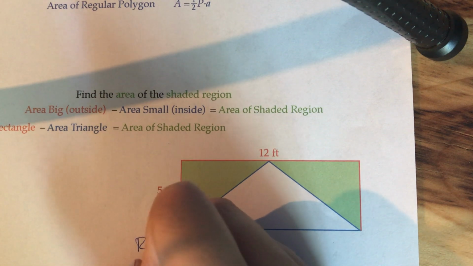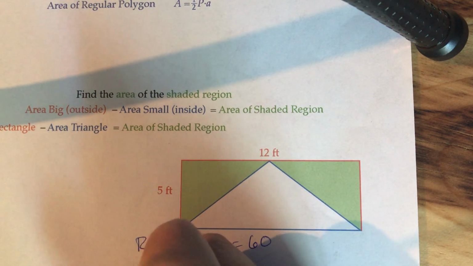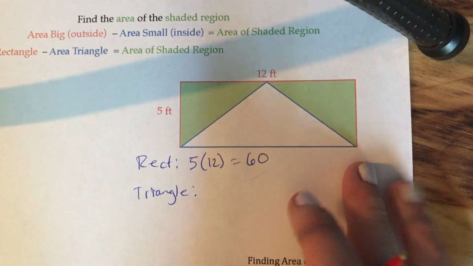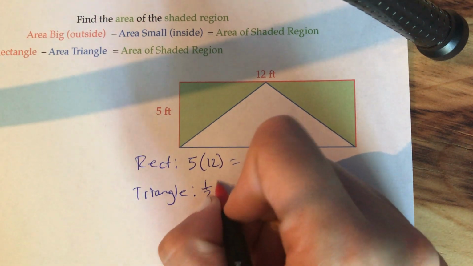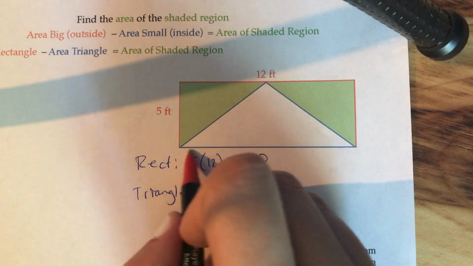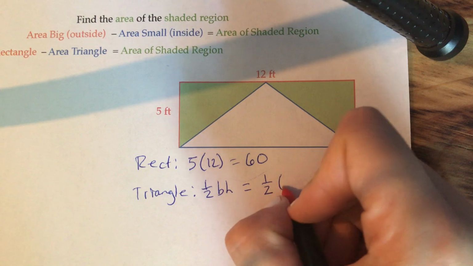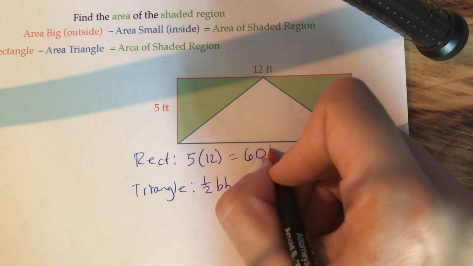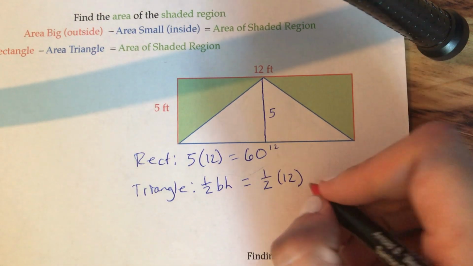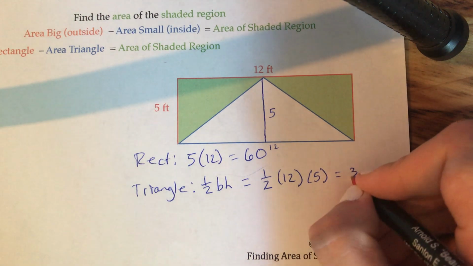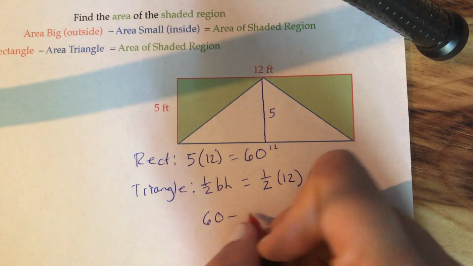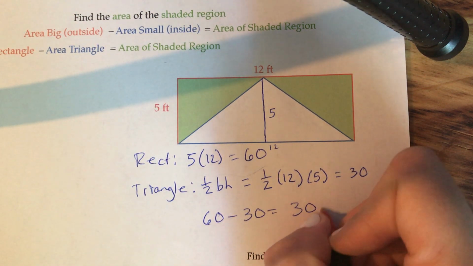So this is rectangle. And then our triangle is, we learned it from the last one, 1/2 my base times my height. Okay, so 1/2 my base, which we know here is 12, because it's a rectangle, so the side is going to be 12, and then my height, which would be 5, and so that's 30. So to find the area of my shaded region, I'm just going to do 60 minus 30, and so that's going to be 30 feet squared.